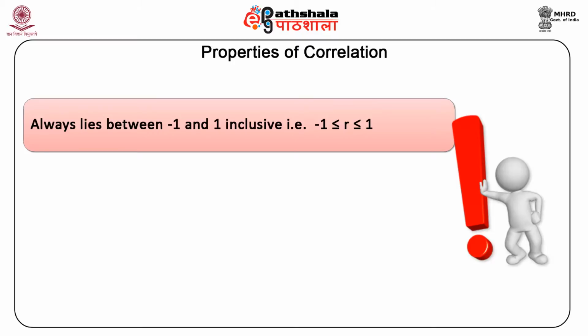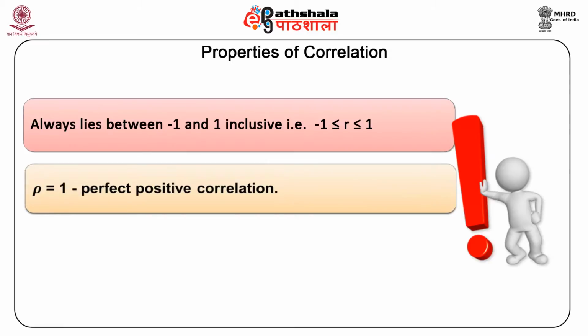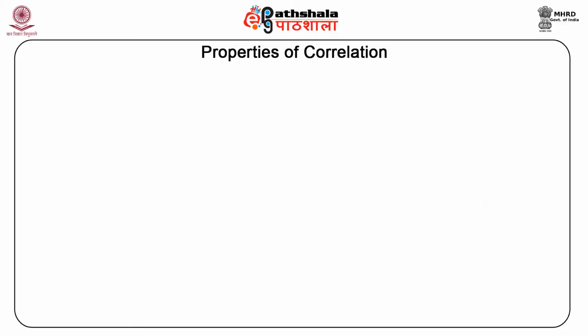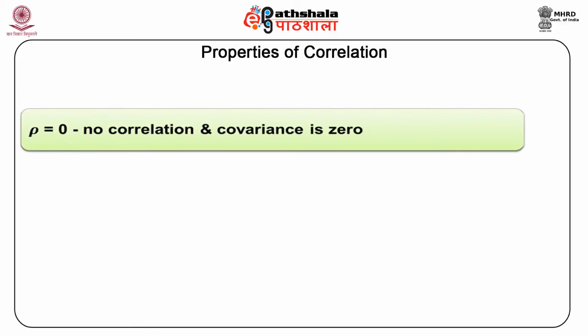Since the absolute value of the covariance of the two random variables cannot exceed the product of their standard deviations, if rho is equal to 1, it indicates perfect positive correlation. If rho lies between 1 and 0, it indicates positive correlation. That is, when one variable increases or decreases, the other will also increase or decrease. If rho is equal to 0, it indicates no correlation, but the covariance is 0.